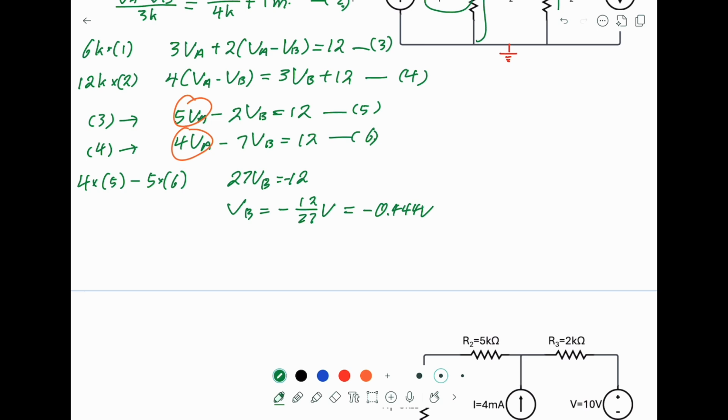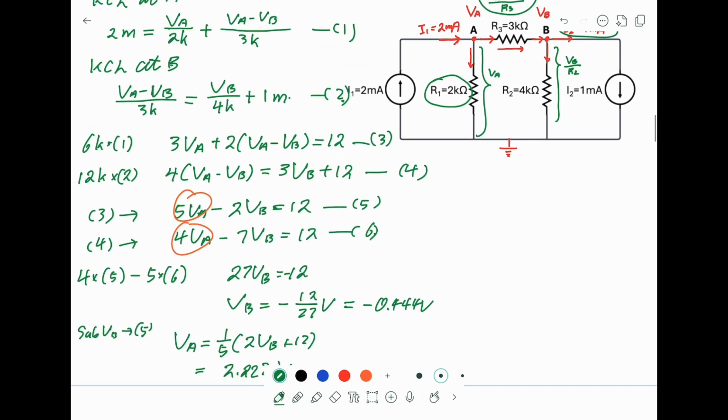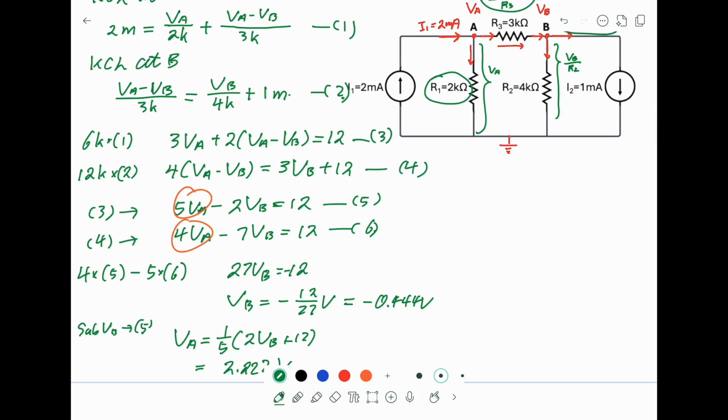I substitute VB and find the VA. So you will find VA is equal to, say, I substitute into number 5. So substitute VB into 5. And from here, I will say this VA is equal to 1/5 of 2VB plus 12. Substitute the number and you will get this one equal to 2.222 volt.